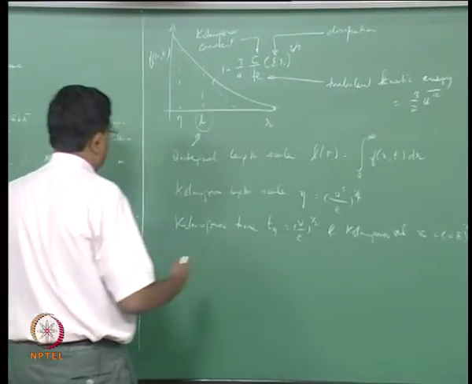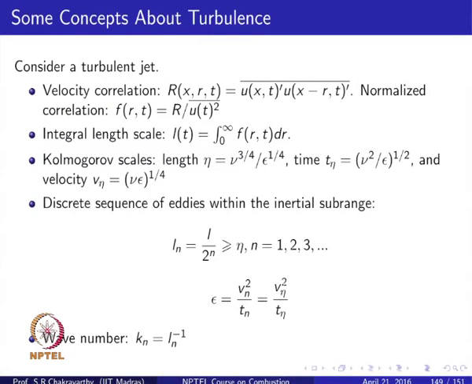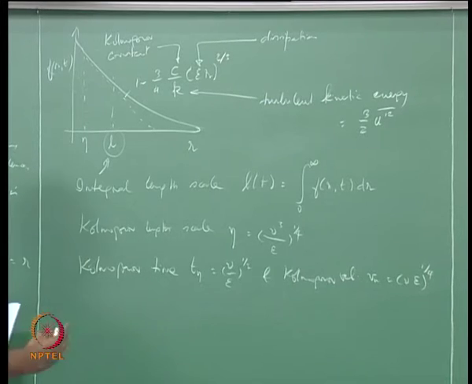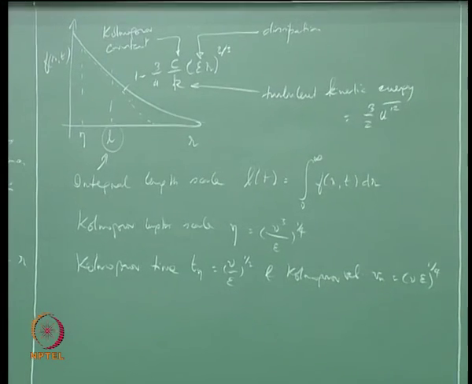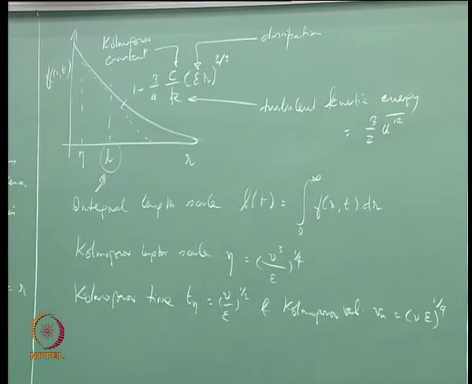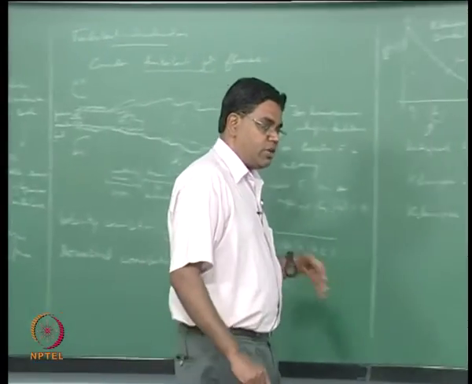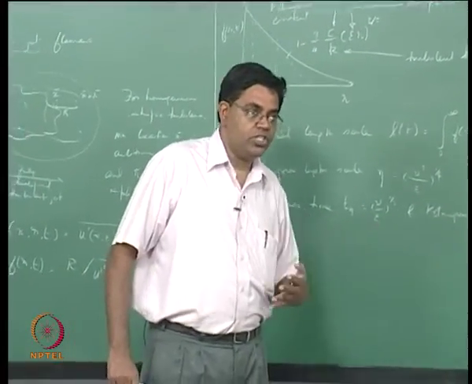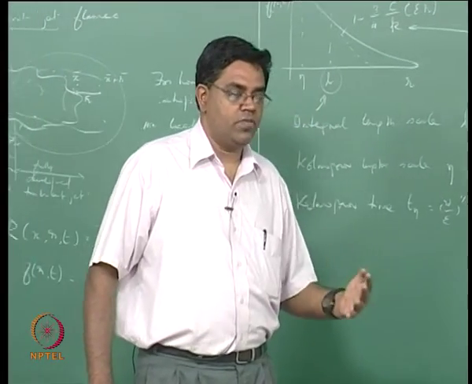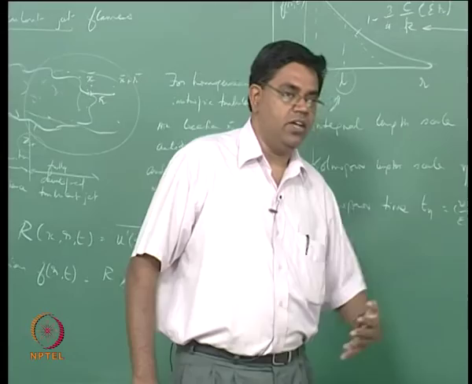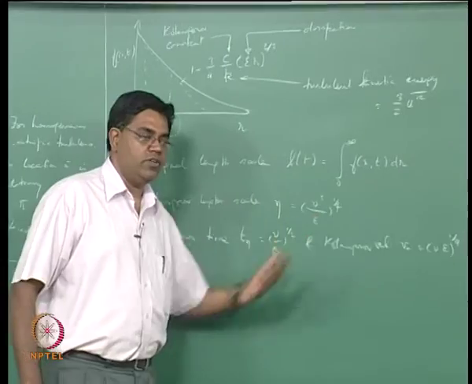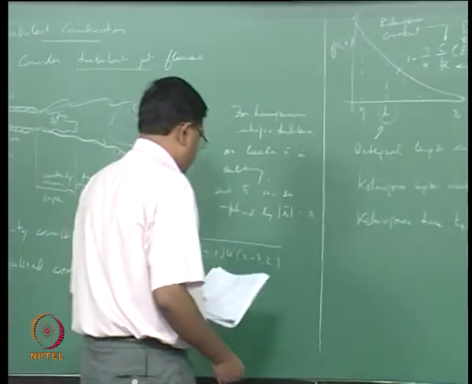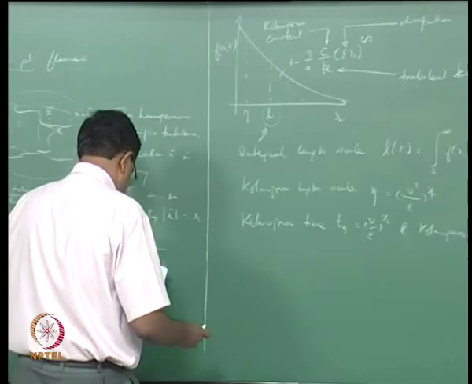And between the large scale and the Kolmogorov scale, we could think about a discrete sequence of eddies. The reason we are talking about these things is because ultimately we want to compare them with a laminar flame thickness. When you talk about combustion, we have length scales and time scales associated with the flame and the flame speed. So we want to be able to compare these scales with those of the flame. So we now talk about a discrete sequence of eddies.